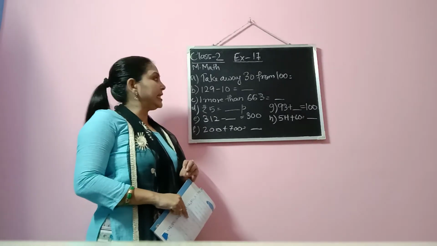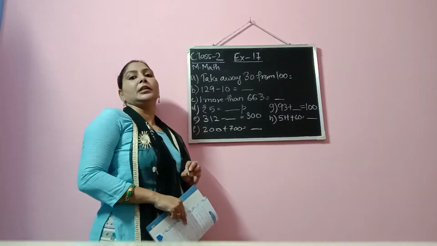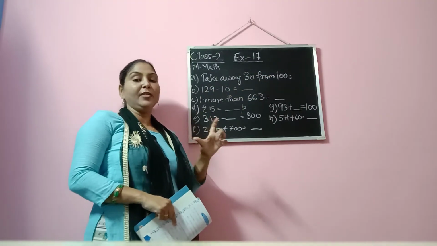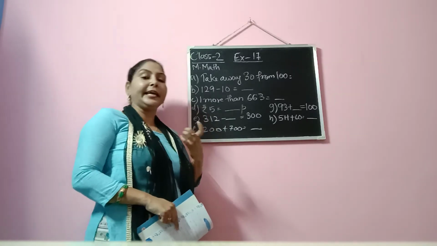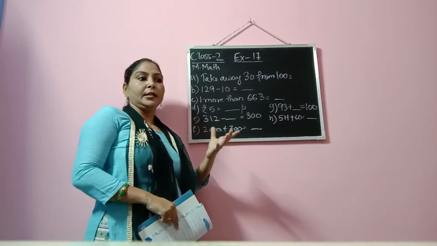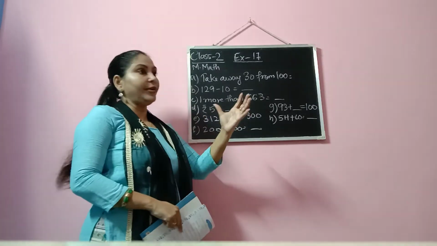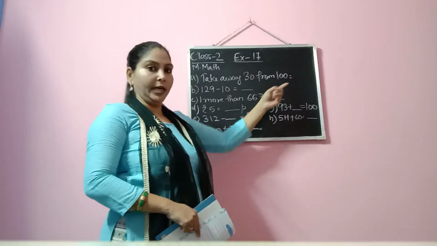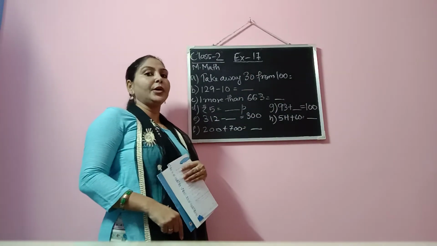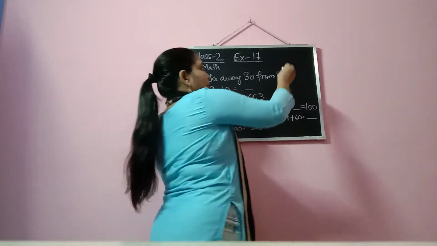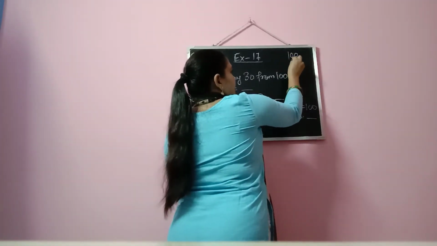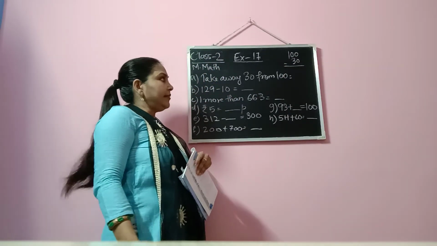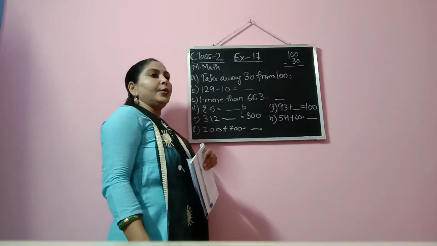The first question is take away 30 from 100. Now, take away means what? Take away is one vocabulary, one indication to understand the minus sign. So we are going to subtract 30 from 100. How do we do that? You can directly subtract 30 from 100. Otherwise, you can do backward counting also.